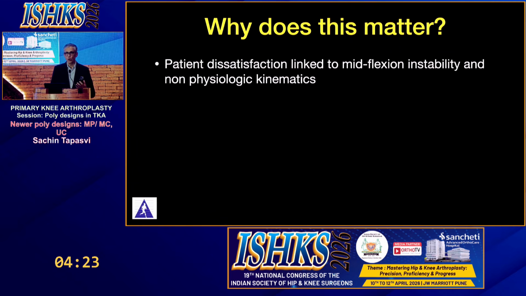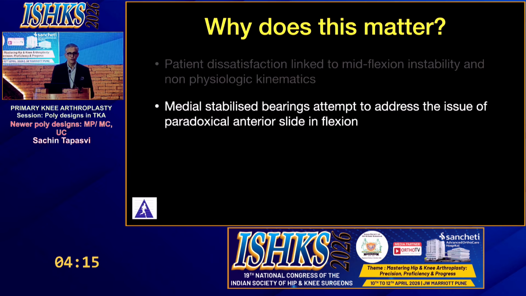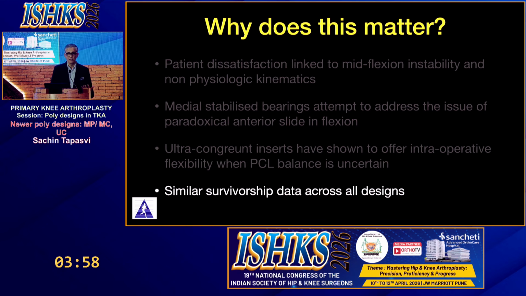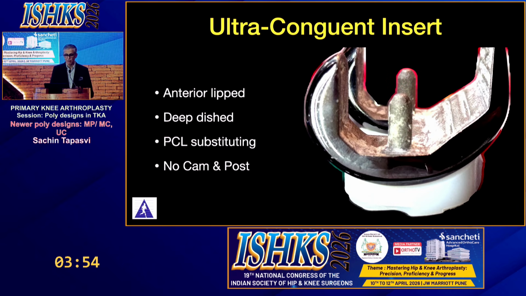So why are we talking about these newer poly designs? Is it to do with patient dissatisfaction, which is related predominantly to mid-flexion instability and non-physiologic kinematics? These newer bearings are probably trying to address the issue of this paradoxical anterior slide, especially in flexion. The ultra-congruent inserts have been shown to have better intraoperative flexibility, especially when the PCL balance is uncertain, and this is compounded by the fact that most of them have equal survivorship data.